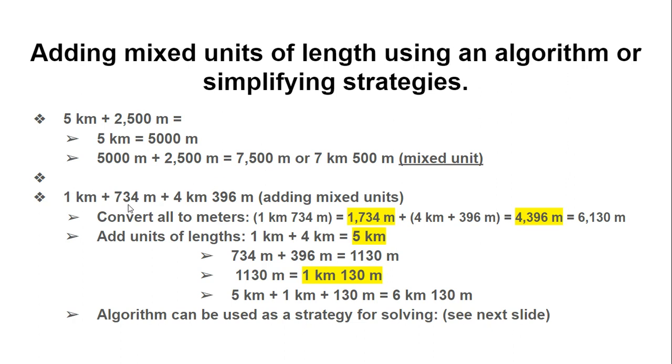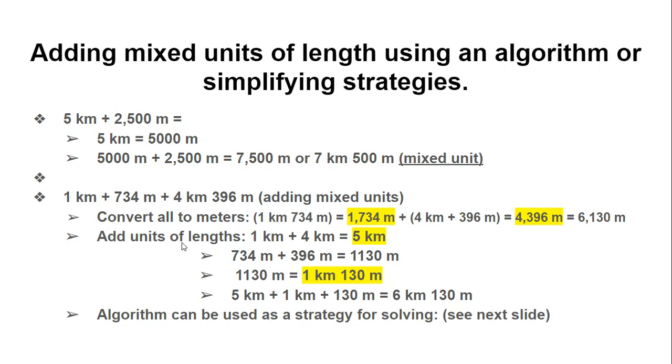With larger mixed units, I can convert all to meters. So here's that first example. 1 kilometer, 734 meters is 1,734 meters. Add it to 4,396 meters that we converted from here for a total of 6,130 meters.